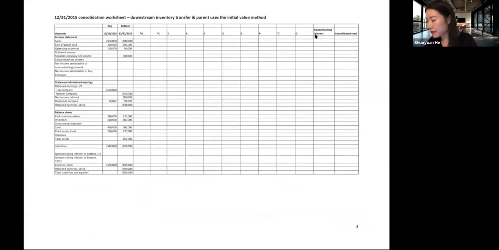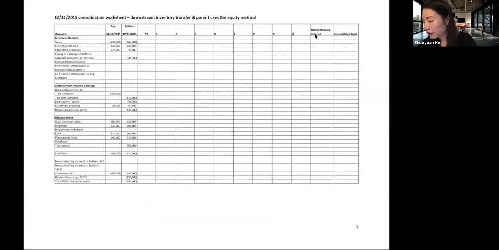So if you look at these 4 consolidation worksheets, the first column of each of those worksheets is the parent's book. As a reminder, a consolidation worksheet is basically we take the parent's book and we take the subsidiary's book. We make all of the consolidation entries that we need to make, including we need to calculate the net income allocated to non-controlling interest. And then we add them all together, and that will give us the consolidated total numbers.